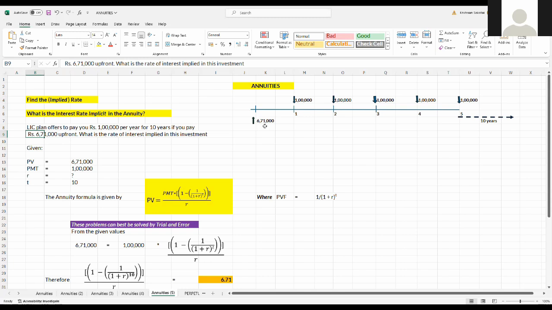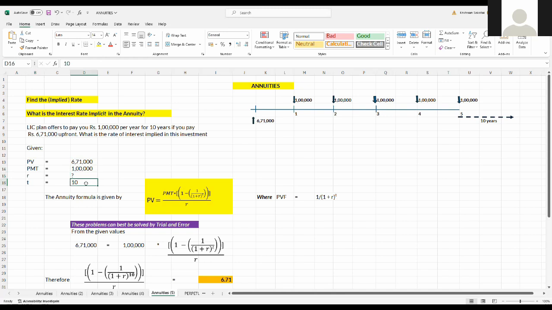Once you do that, LIC will pay you 1 lakh at the end of year one, 1 lakh at the end of year two, and at the end of years three, four, five. Similarly, they pay you 1 lakh, and this goes on till 10 years. What does that mean? That means the present value is 6.71 lakhs, the payment is 1 lakh, r is the unknown that has to be found out, and t equals 10.